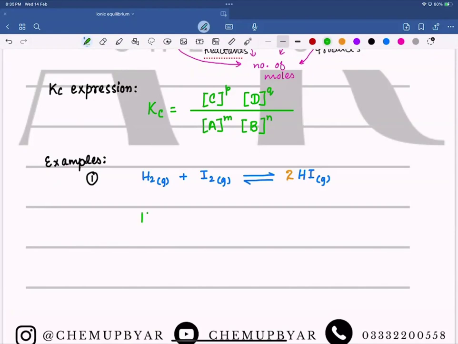So if I have to write its Kc expression, the Kc expression would be, who left the class? Kubra. Now how many reactants do we have?